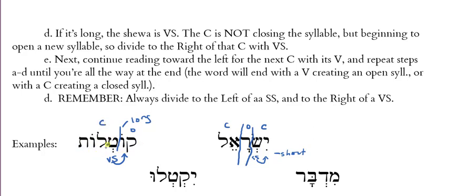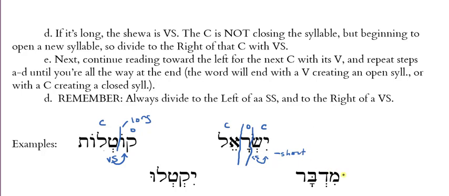Ko, telot. Remember, I'm not going to divide to the left of vocal shivas because they do not constitute their own syllable. Ko, telot. I really have two vowels, holam vav, holam vav. So only one dividing line separating this into two syllables. Ko, telot. And because this syllable ends with a consonant, it must be closed.